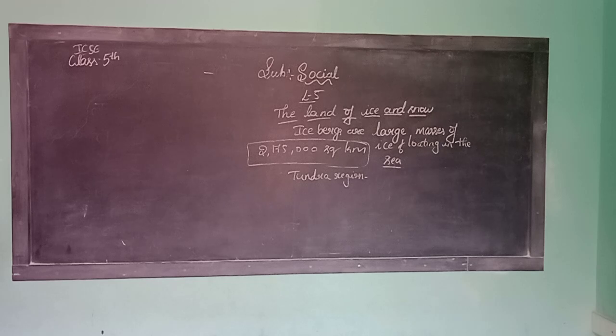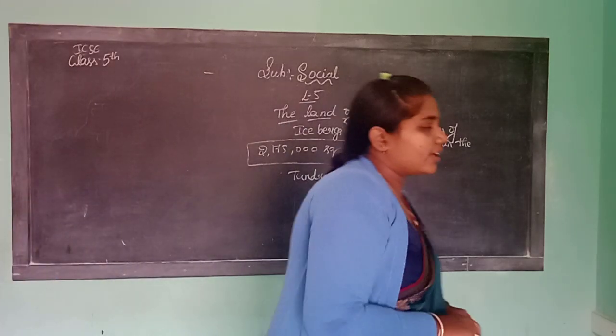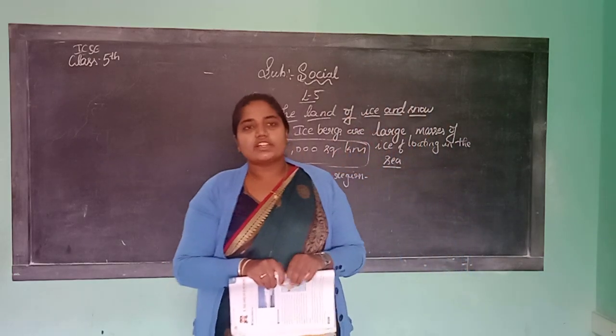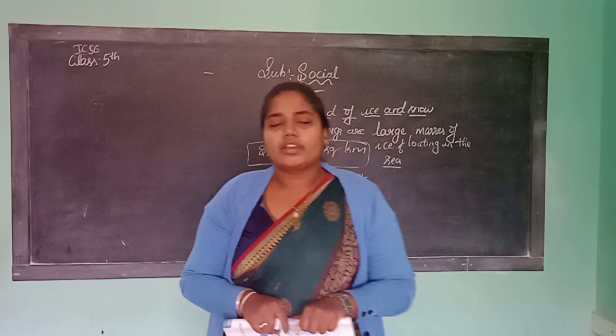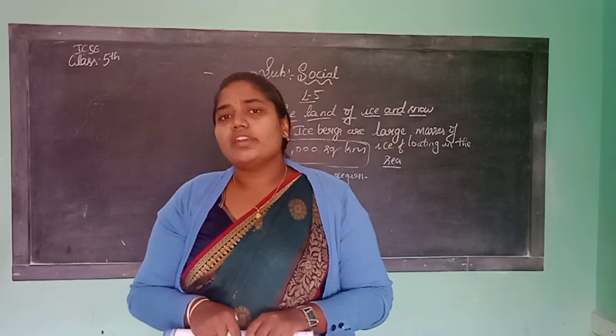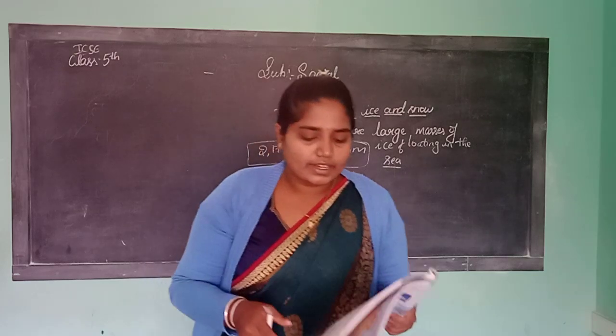We all know that it is a very cold region, no? Greenland. So there is no greenery. It is always covered with ice and snow. So there is no vegetation. We cannot see any plants. But in summer season, only very short vegetation we can see in Greenland.